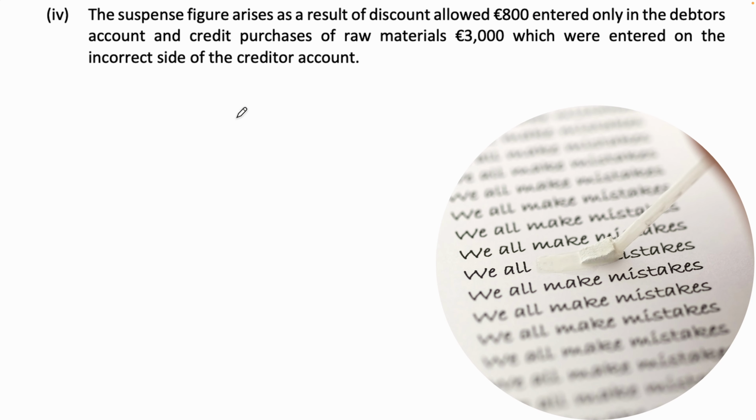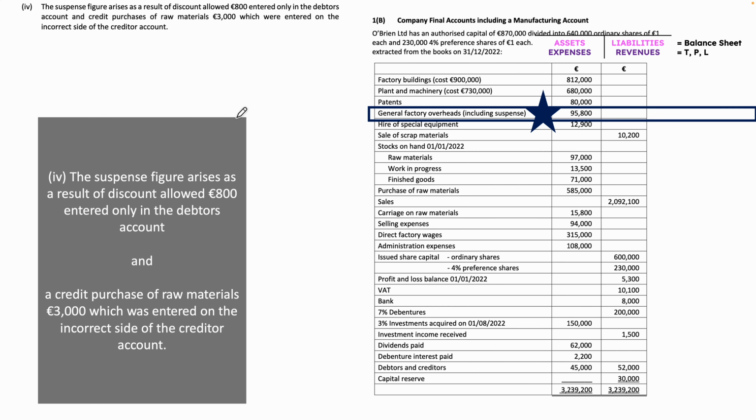Adjustment number 4 then. The suspense figure arises as a result of discount allowed 800 entered only in the debtors account and credit purchases of raw materials 3,000 which were entered on the incorrect side of the creditor account. Okay, so suspense accounts are set up because we make mistakes. So we're just going to look at one mistake at a time, and we're going to use the trial balance to help us correct the suspense account.